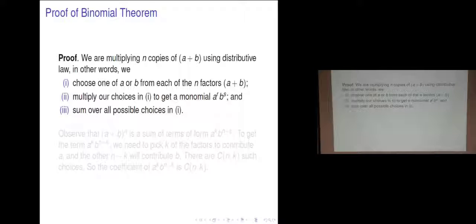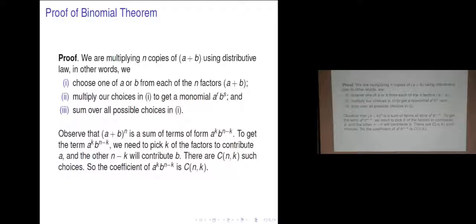So multiply our choices to get the binomial a to the r, b to the s, right? Because you choose, for example, r copies of a and s copies of b. Then you have to add all possible choices. Okay, so let's do the counting.